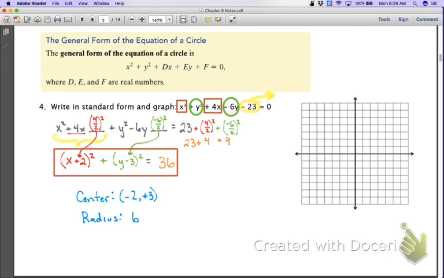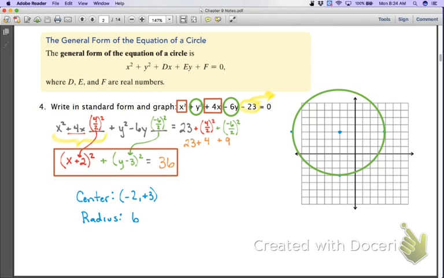Go over to graph it. (-2, 3), right 6, left 6, I'm out of room. It's going to look something like this here.